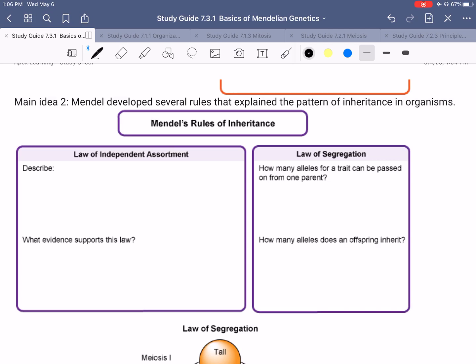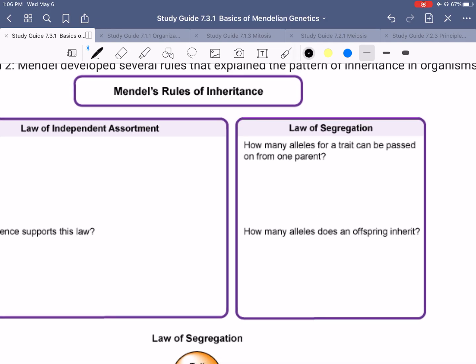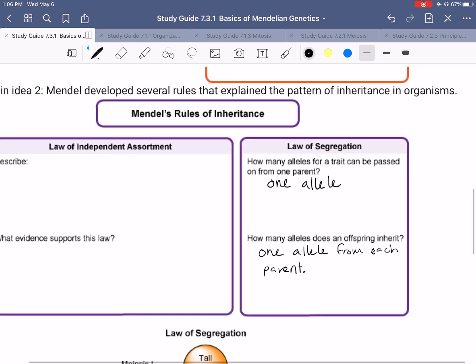Ratio of phenotypes, so let's go to page number 11. All right, but before that, we'll fill out the law of segregation part. So how many alleles for a trait can be passed on from one parent? One allele from each parent gets passed on. So how many alleles does an offspring inherit? One allele from each parent. All right, ratio of phenotypes.